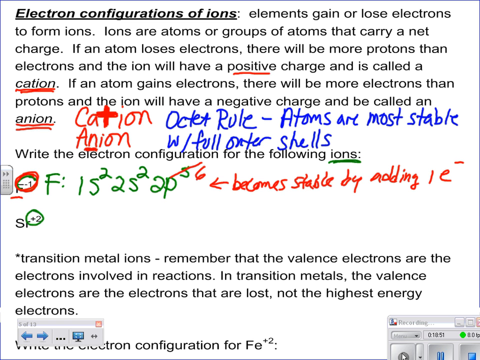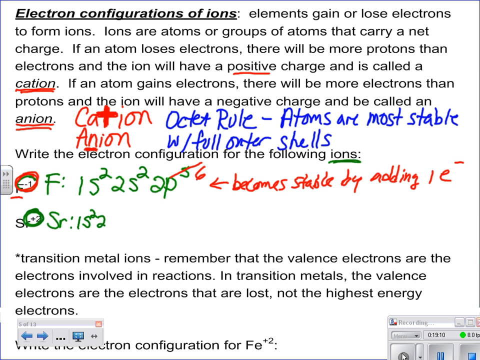Let's go ahead and do strontium. Strontium has a +2 charge. We're going to do just the neutral atom of strontium first. Let's think about this for 1 second. Our 1 second is over. Okay, everybody ready? Go.